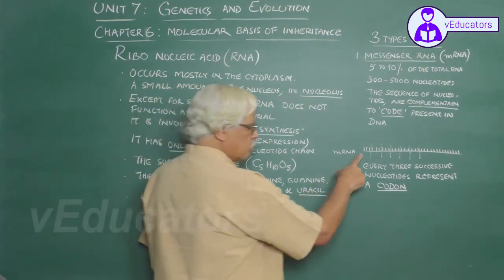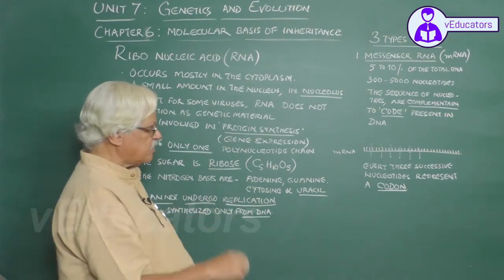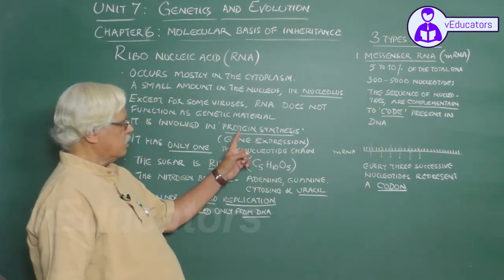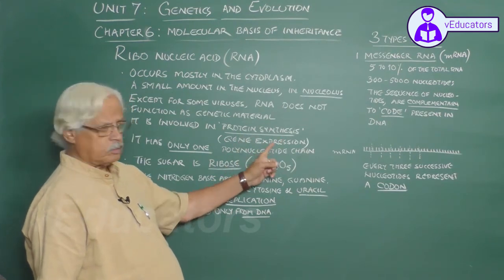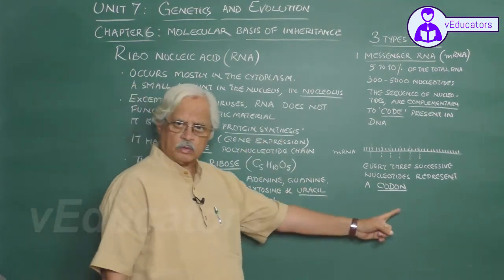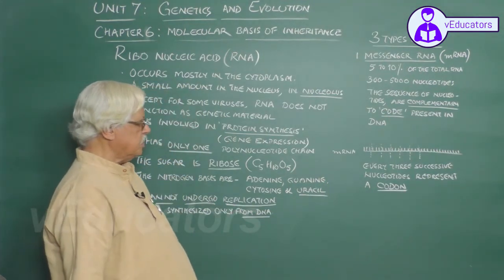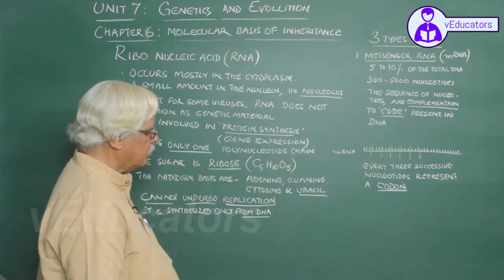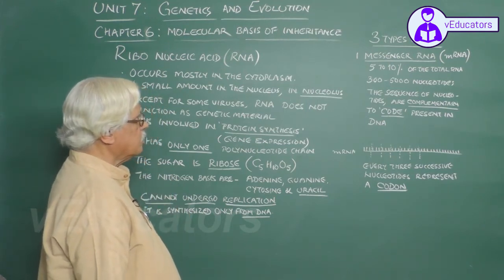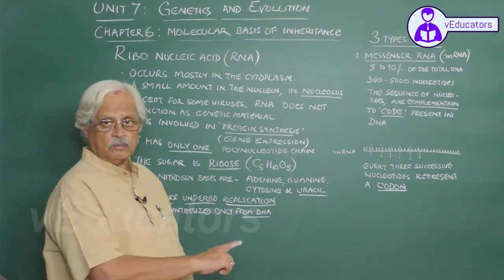Each of these codons specifies a particular amino acid to be incorporated in the protein molecule. When we go to the details of gene expression, we will know more about this. So this is the situation in the messenger RNA molecule.